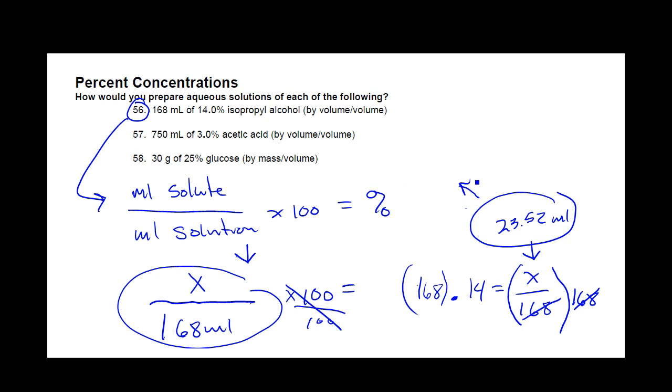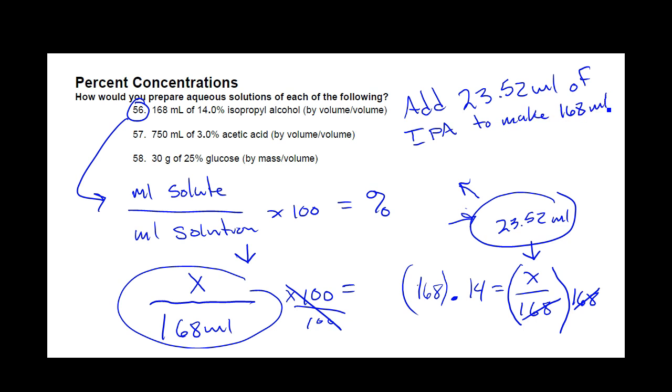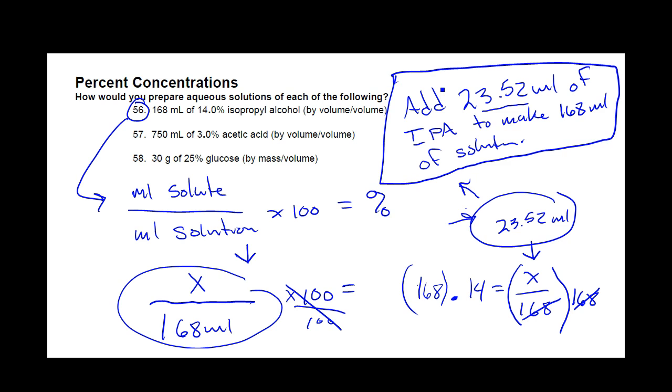This is kind of an ugly little circle that I've done. But what it's saying is I need to add, this is my solute, remember? I need to add 23.52 milliliters of isopropyl alcohol to make 168 mils of solution. Now I could get even more complicated. I won't make you, but really I would add that many milliliters of isopropyl alcohol to that 168 minus 23.52 milliliters. That would be more specific. But here is the full answer for 56. Add 23.52 milliliters of isopropyl alcohol to make 168 milliliters of solution.